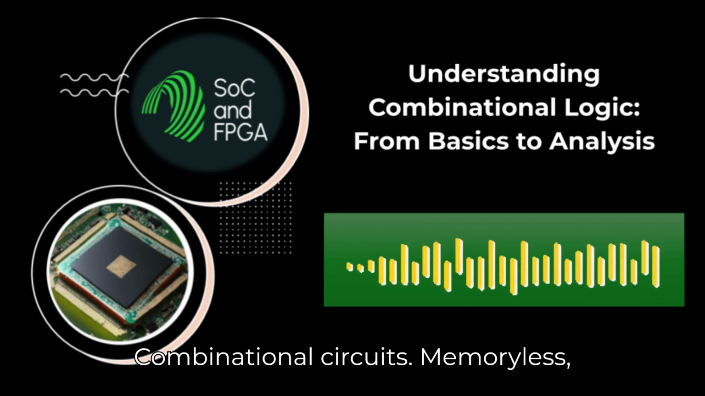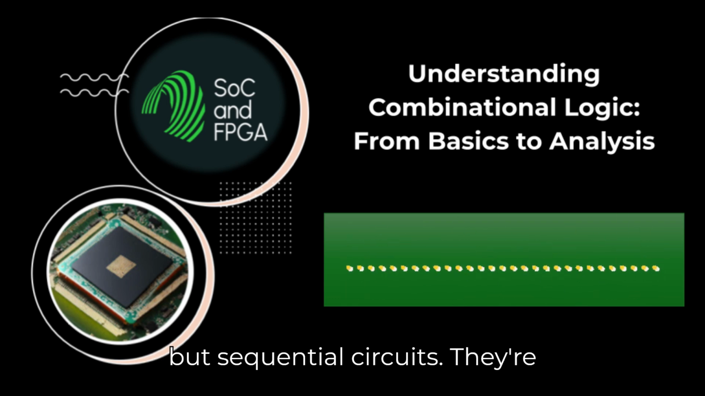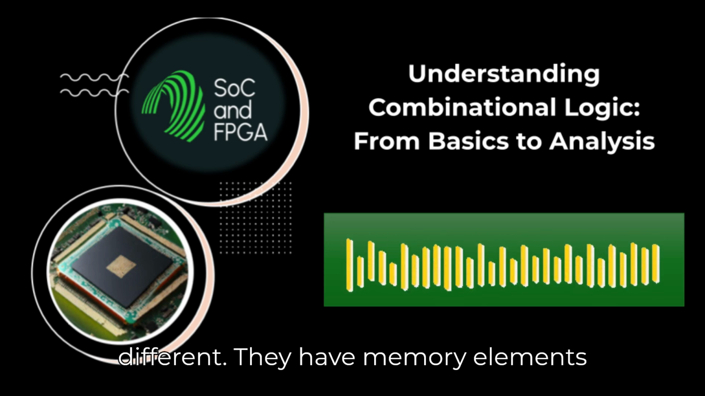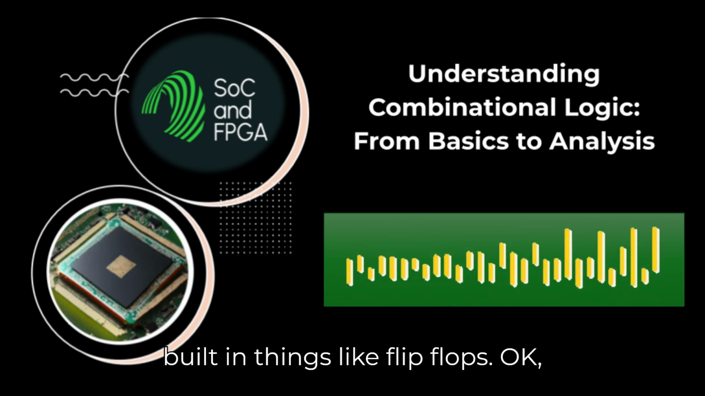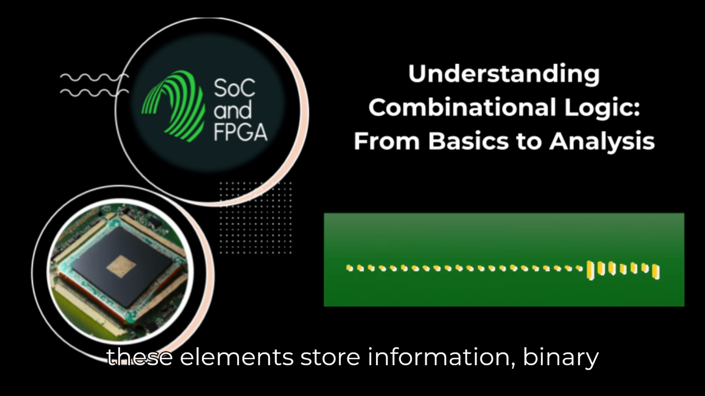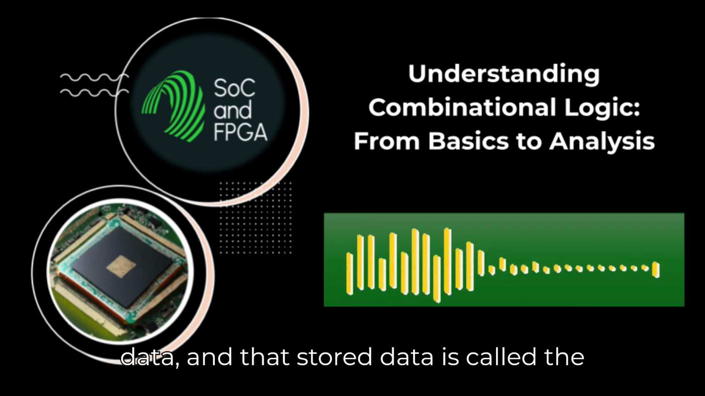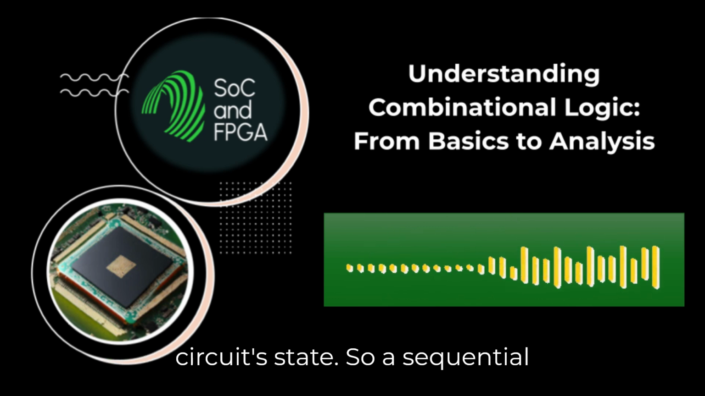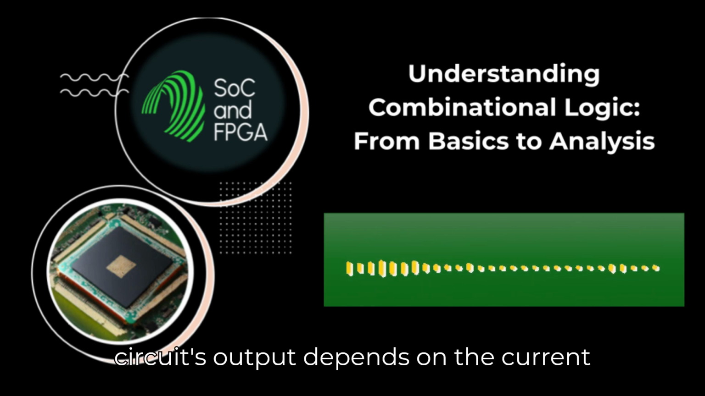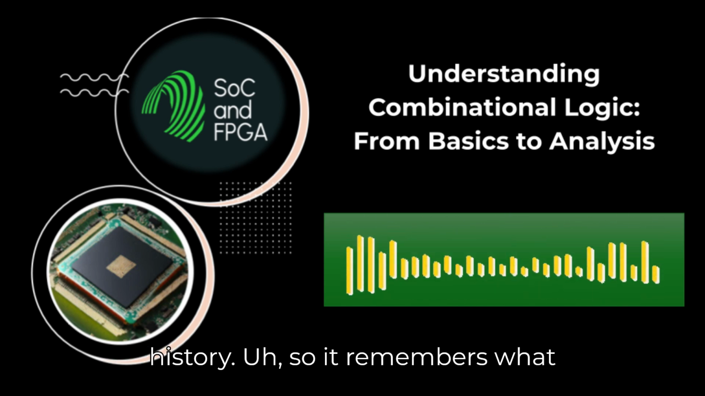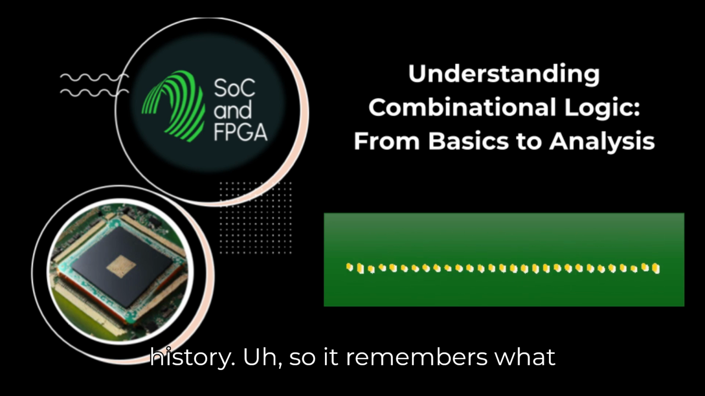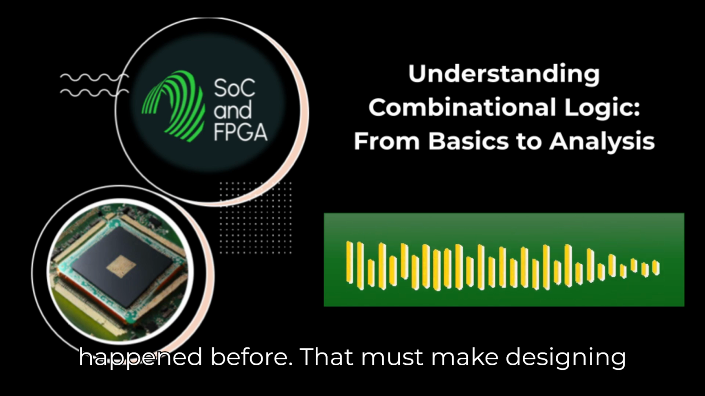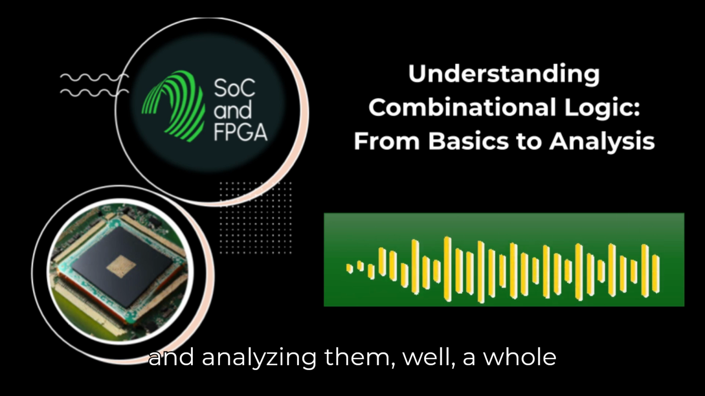Combinational circuits are memoryless. But sequential circuits, they're different. They have memory elements built in, things like flip-flops. These elements store information, binary data, and that stored data is called the circuit's state. So a sequential circuit's output depends on the current inputs and its current state, its history. So it remembers what happened before. That must make designing and analyzing them, well, a whole different ballgame.